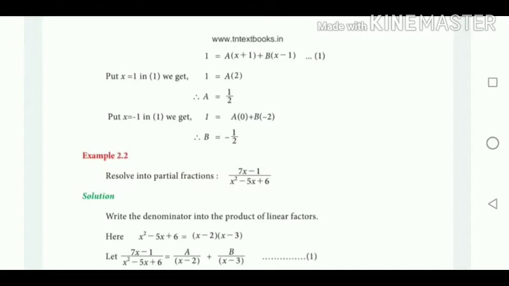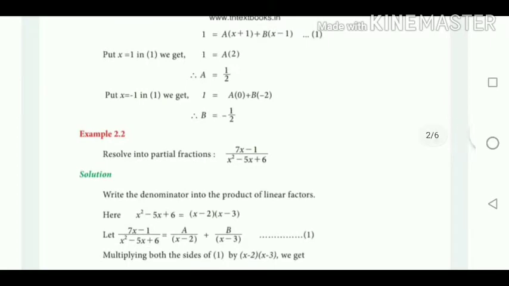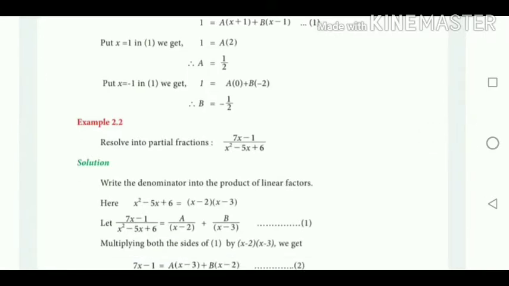We get 1 equals a into 1 plus 1, that is 2, and b into 1 minus 1 becomes 0, so 0 into b is 0. Therefore 2a equals 1, whereas a equals 1 by 2. Likewise, we put x equal to minus 1, so the a term is 0. That is, 1 equals a into x plus 1 giving 0, plus b into minus 1 minus 1 giving minus 2. So minus 2b equals 1, whereas b equals 1 by 2.